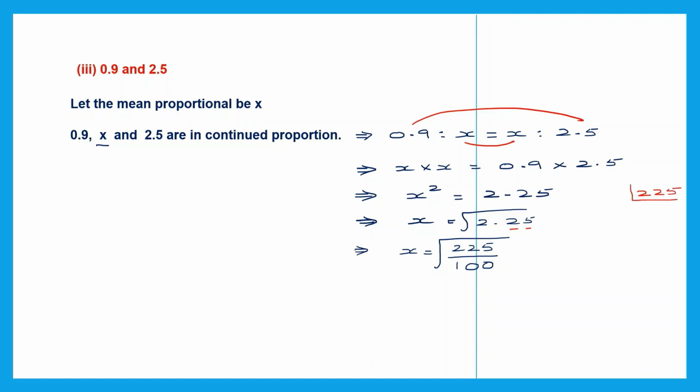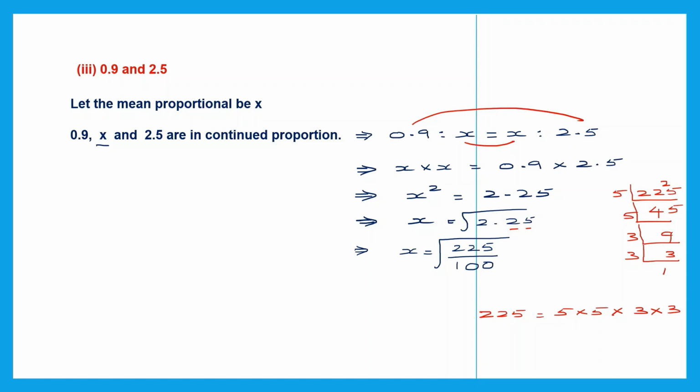This is divisible by 5. 5 fours are 20, but this is 22. So we'll put 2 left there, 25 now. 5 fives are 25. Continue with 5, 5 nines are 45. Now let's use 3. 3 threes are 9. Again continue with 3. 3 ones are 3. So now we have found the prime factors of 225, which is 5 into 5 into 3 into 3.